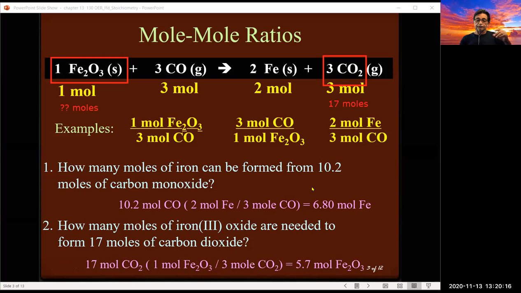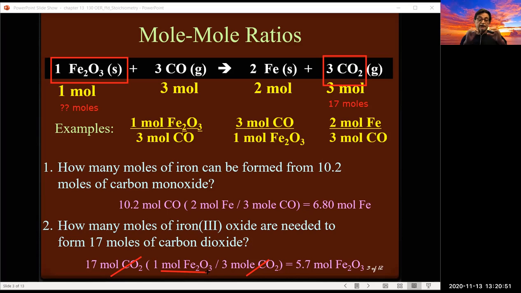So we set this up and we write down what we're given, 17 moles of carbon dioxide. Our mole ratio is a 1 to 3 with iron oxide in the numerator, okay? Double check your units. You can see that carbon dioxides cancel out, leaving you with units of moles of iron 3 oxide. So then you take the 17, you do the math, divided by 3, you end up with 5.7 moles of iron 3 oxide.